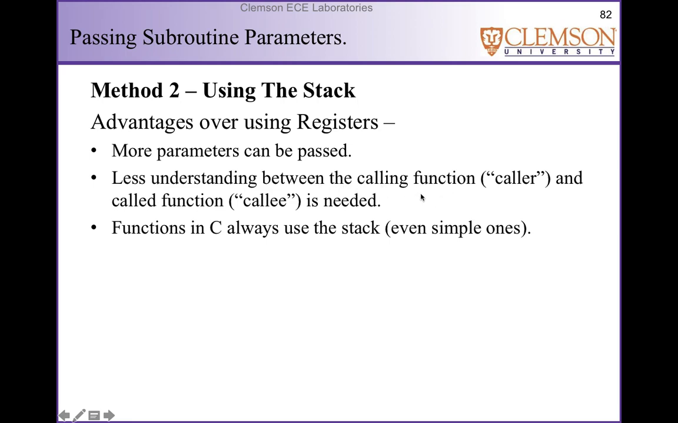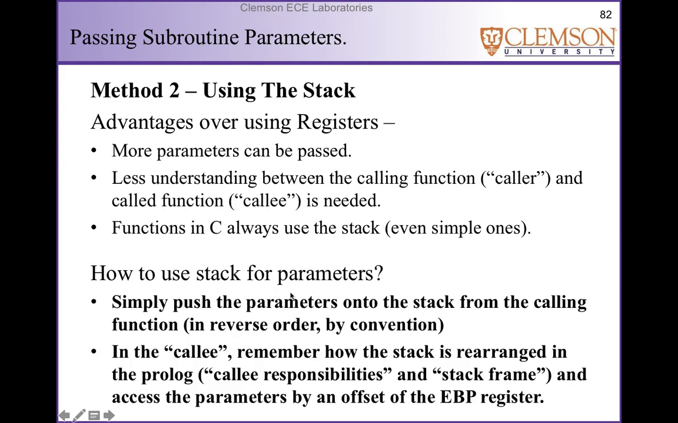You don't really have to have a full mastery of understanding what the caller wants to do and what the callee wants to do, and the function in C always uses the stack. As I said, this is the default method. Your GCC compiler always goes to the stack. How to use the stack for parameters? You just simply push the parameters onto the stack from the calling function. Remember that it's going to be in reverse order by convention.